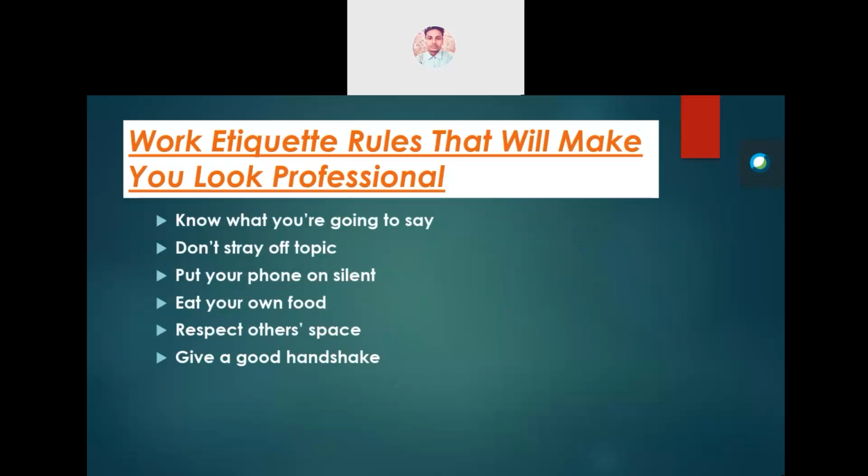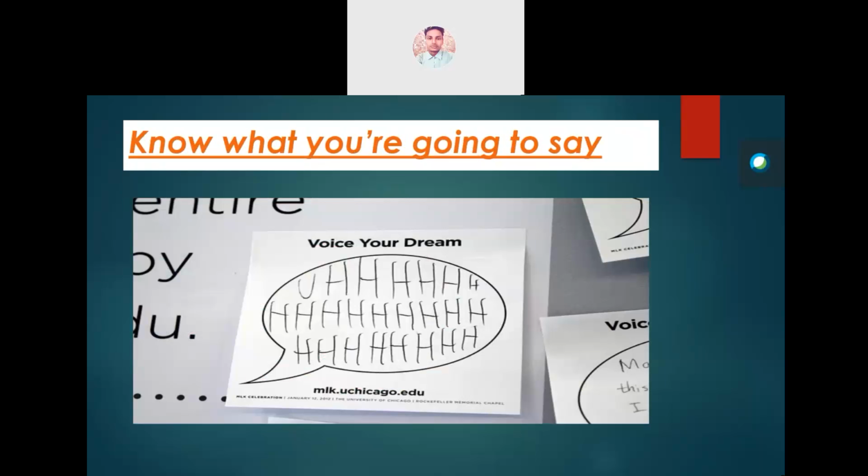Work etiquette rules that will make you look professional. Know what you are going to say. Don't stay off topic. Put your phone on silent. Eat your own food. Respect another's space. Give a good handshake. Now move on to the next slide. Know what you are going to say.